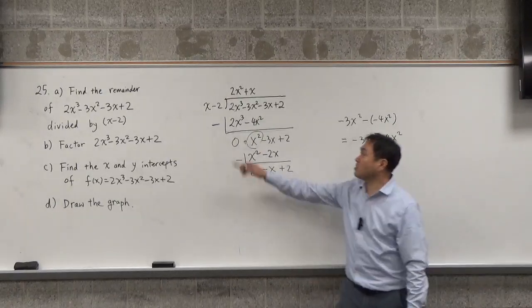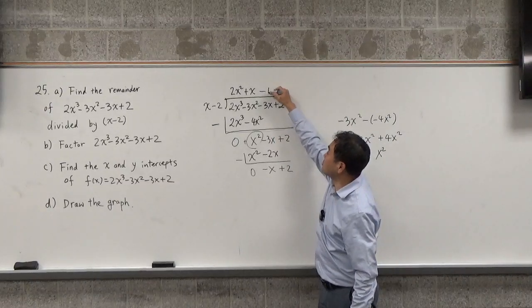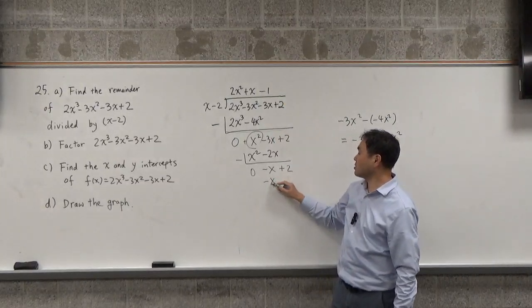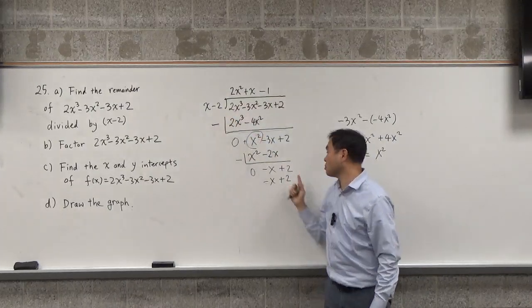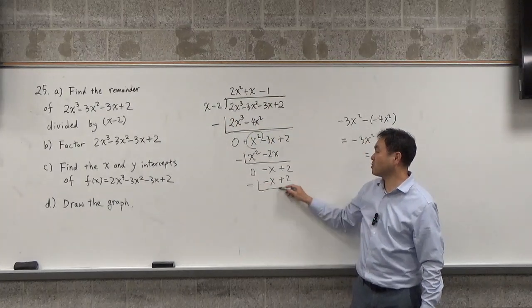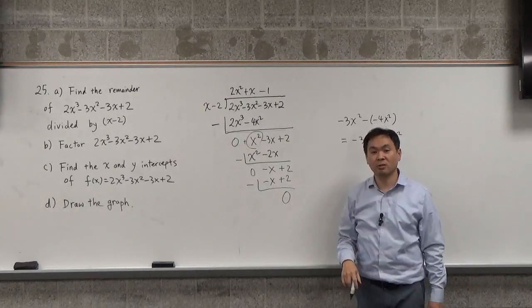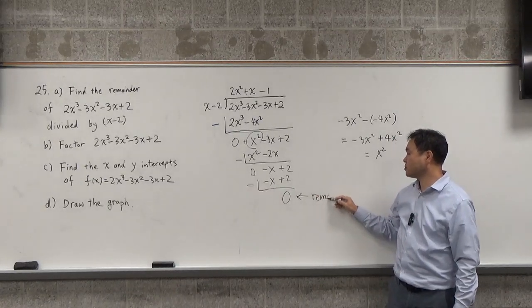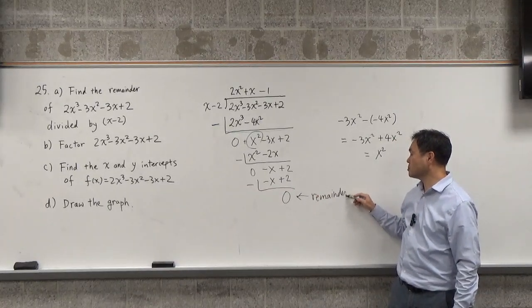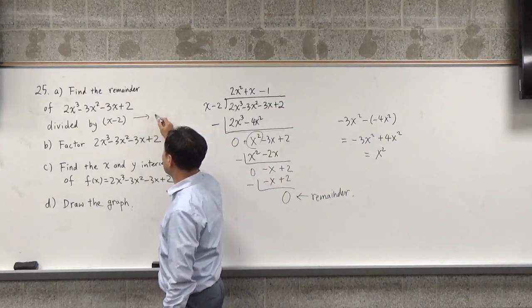Finally, x times what gives you negative x? Negative 1. So you put negative 1, and you have negative x plus 2. Negative 1 times negative 2 is positive 2, so that's where you get the plus 2. If you subtract, you get 0, and this is your remainder. Remainder is 0. So the answer to the first part is 0.